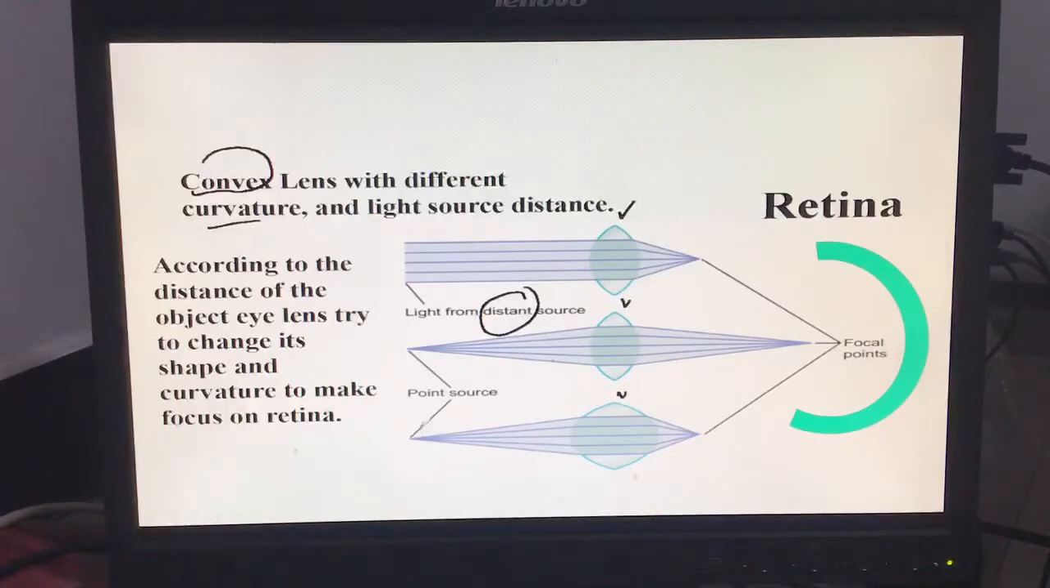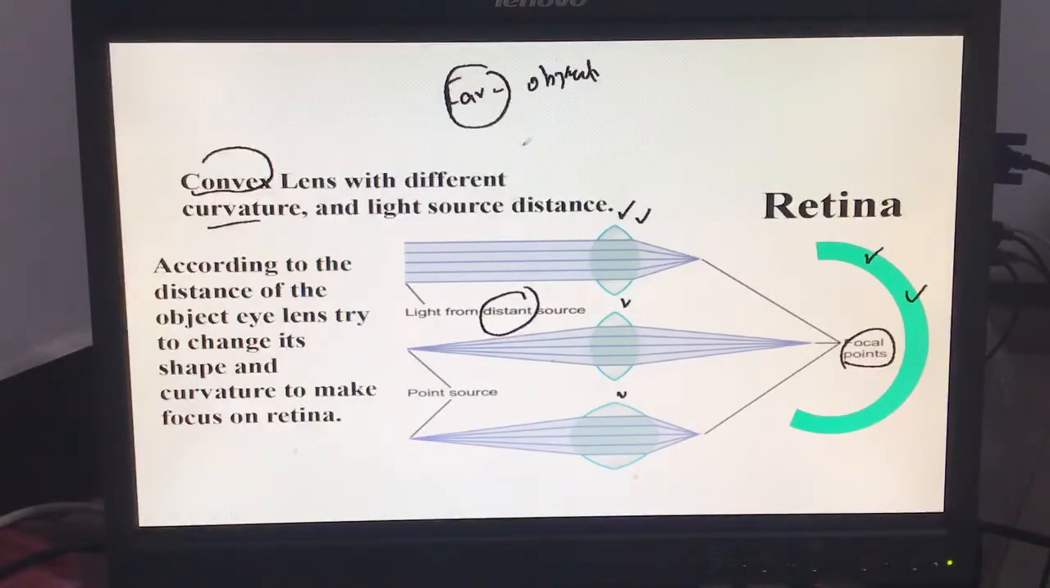And if the light source is very close to the eyeball, very close to the eye lens, then the lens again changes curvature. The lens changes its shape. Why? Because if light is coming from far away, the lens curvature is changed to make the image exactly on the retina. So, for example, when you are watching an object far from you, the light rays coming from the far object, the lens changes curvature to focus the light rays on the retina to form the image exactly on the retina.